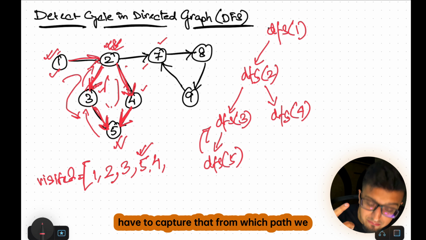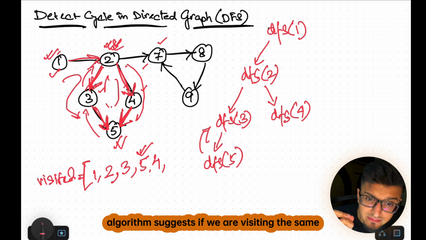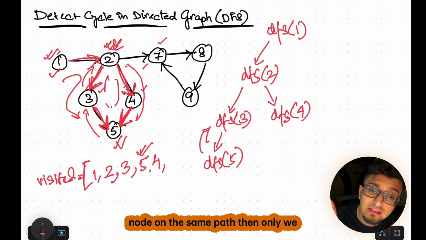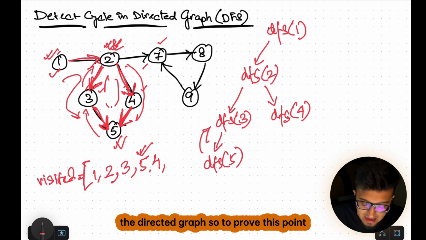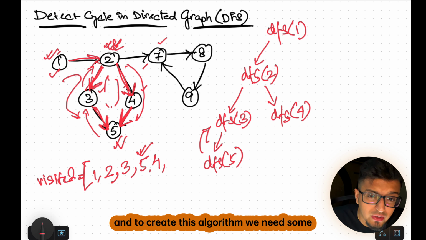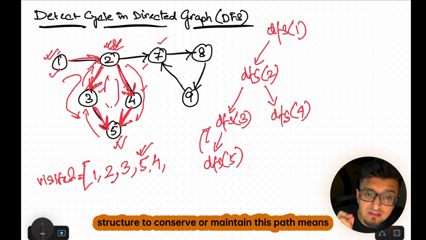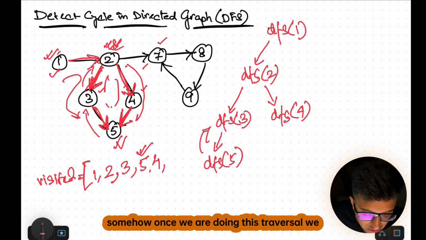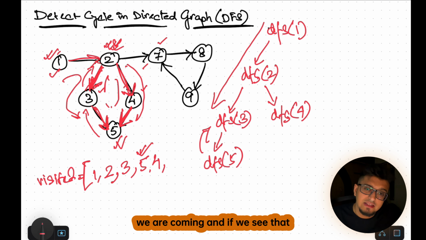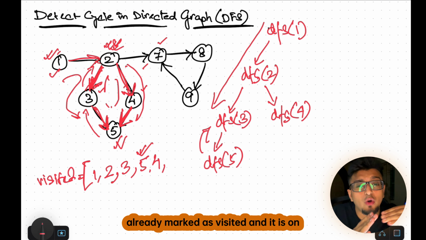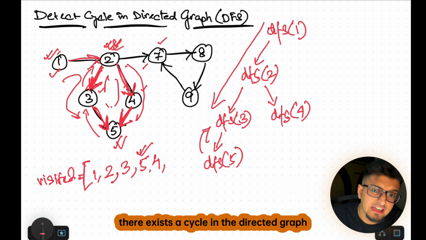So somehow we have to capture which path we are actually traversing, because as the cycle detection algorithm suggests, only if we are visiting the same node on the same path can we prove that there is a cycle in the directed graph. So to prove this point and to create this algorithm, we need something additional. That is, we need a data structure to maintain this path. Somehow, while doing this traversal, we also have to capture which path we are coming from. And if a node is already marked as visited and it is on the same path, only then can we say there exists a cycle in the directed graph.